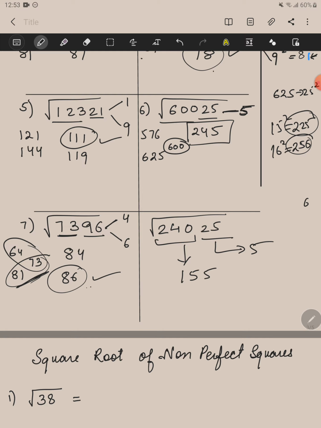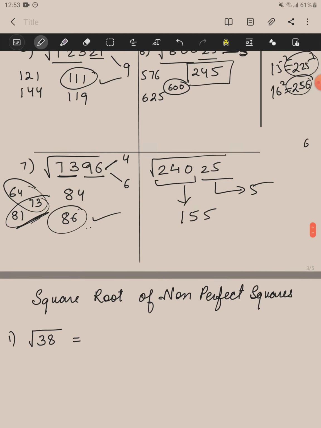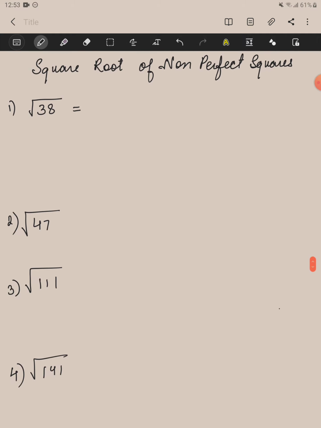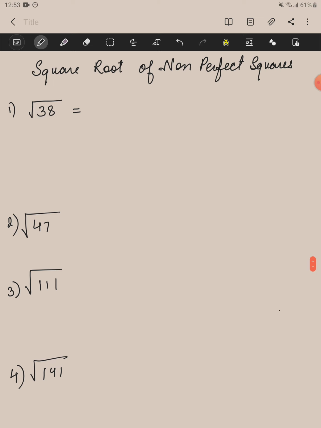I hope this method was clear. If you are getting confused, watch the video again and solve the questions yourself. Okay, let's move on to the third trick, the square root of non-perfect numbers. In this, the prerequisite is that you have to break them into the closest perfect square number and the remainder. For 38, the closest number will be 36 plus 2.